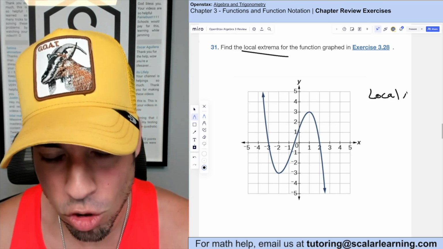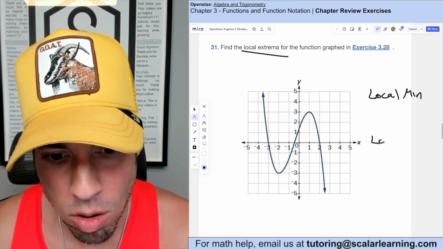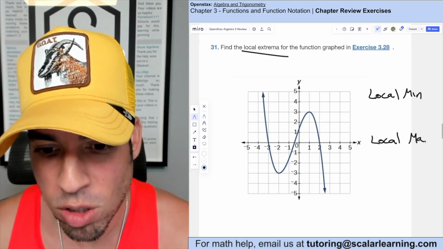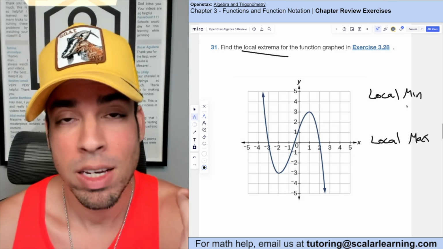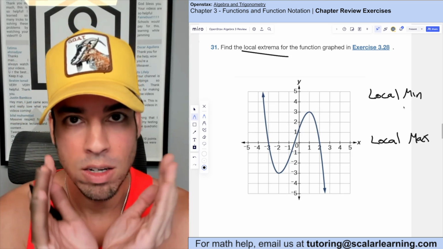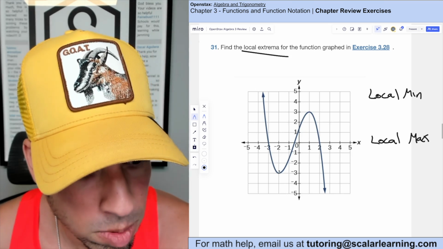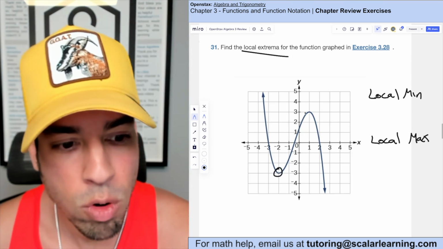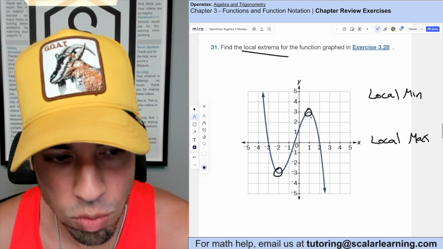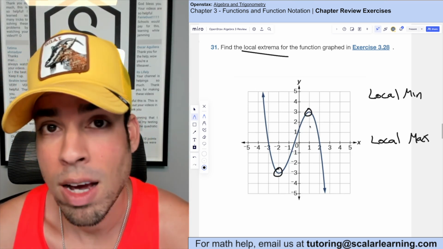So what is a local min? What is a local max? The way I like to explain both of these is a min is like the bottom of a valley. It's literally the low point. And we have a bottom of a valley occurring right here. A local max is the top of the hill. It's right here. So that's how to identify it visually.